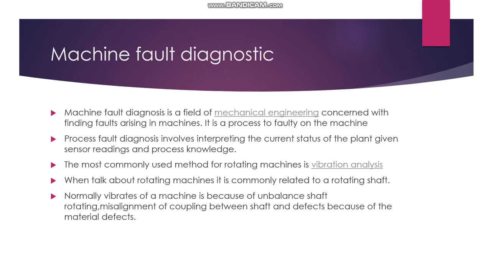When talking about rotating machines, it is commonly related to a rotating shaft. Normally vibration of a machine is because of unbalanced shaft rotation, misalignment of coupling between shafts, and defects because of material defects. That's all from me.